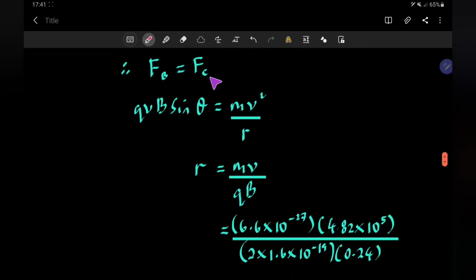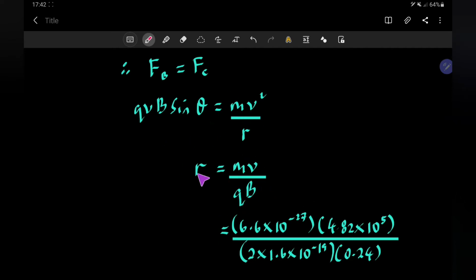FB equals FC, where FB is qvB sin theta, which equals FC, which is mv squared over R. So v and v squared cancel each other. Sin theta equals 1 because they are perpendicular to each other. So theta is 90, and sin 90 equals 1. By rearranging the equations, you will get this.